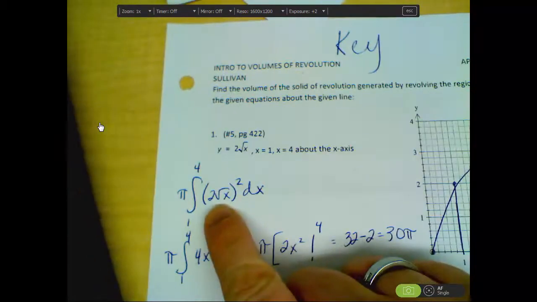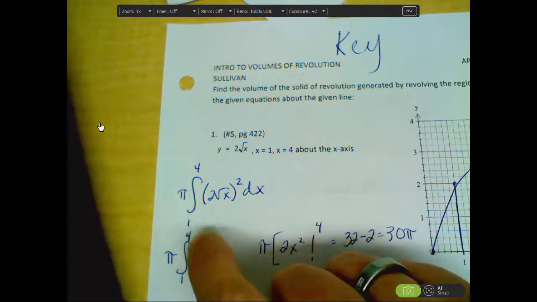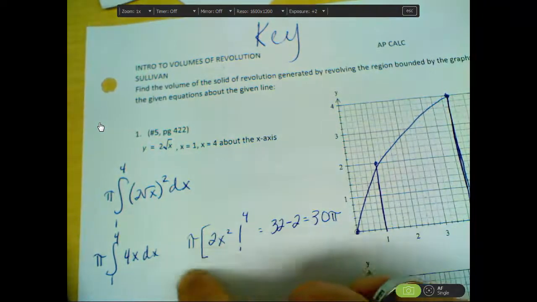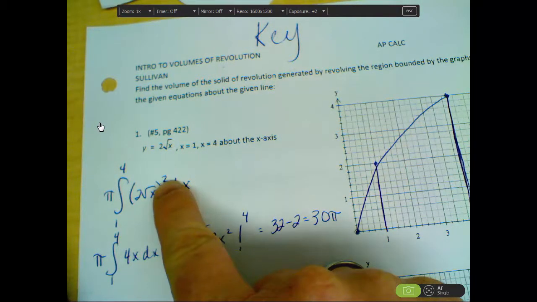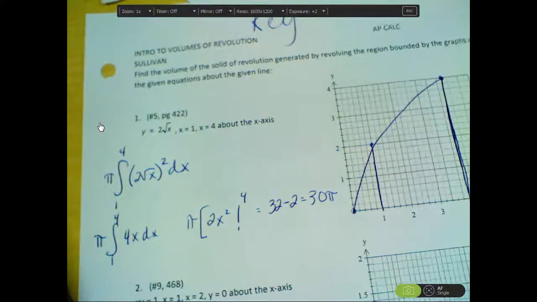That's the radius. So pi r squared, pi is a constant, so we pull it out in front of the integral. We're going from 1 to 4, because that's where our region was given to us, from 1 to 4. And the radius is 2 root x, so we're going to square that times each height of each cylinder. So then you have to do some algebra and do some calculus, and hopefully that part's easy, or at least if it's not easy, hopefully it's something you can figure out. But there's my work, and there's my answer.